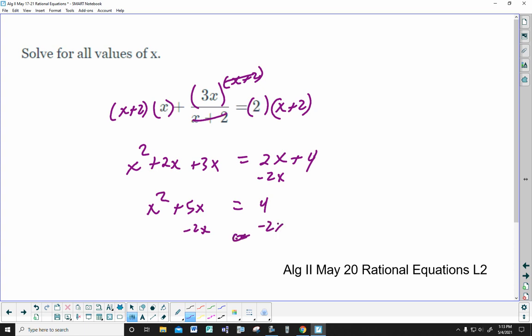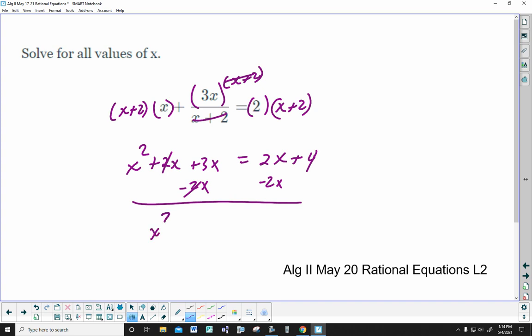I'm getting a mess. I'm making a mess. Let me back up. I tried to rush and then not rush. I ended up making a mess. Let me just slow down. Minus 2x, minus 2x. Those end up canceling, so you get x squared plus 3x is equal to 4.